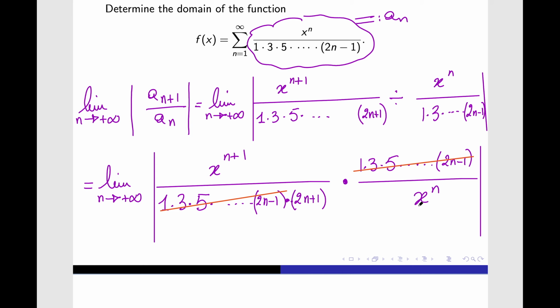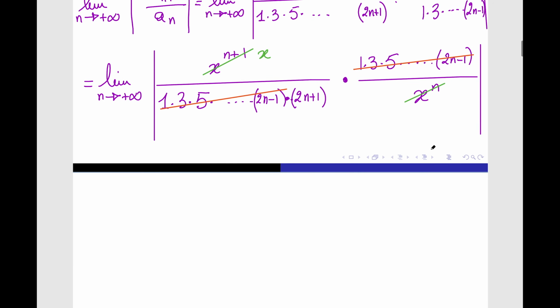Correct? And how about these? The x to the n plus 1 divided by x to the n. If you simplify them, this is not that hard. If you simplify this with this, you're only left with x. Correct? Because you subtract n from n plus 1, you get 1, right? So this is simply x. So what do you get then? This limit is equal to the limit as n goes to infinity of the absolute value of x divided by 2n plus 1.